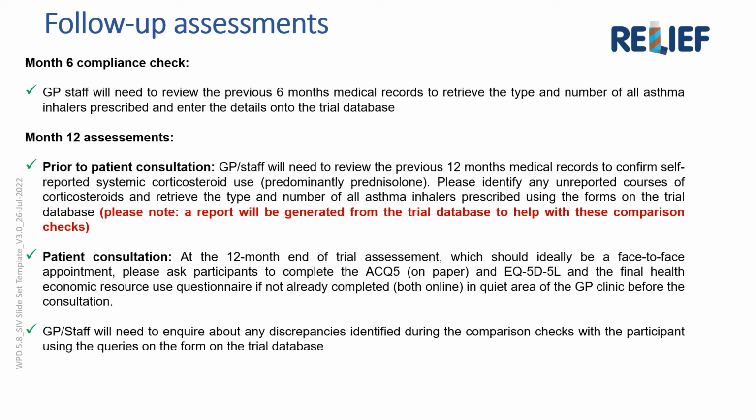Patient consultation. At the 12-month end of trial assessment, which should ideally be a face-to-face appointment, please ask participants to complete the ACQ5 on paper and the EQ5D5L and the final Health Economic Resource Use Questionnaire, if not already completed. Both of these are online. Ask them to complete these in a quiet area of the GP clinic before their consultation. GP staff will need to inquire about any discrepancies identified during the comparison checks with the participant using the queries on the form on the trial database.